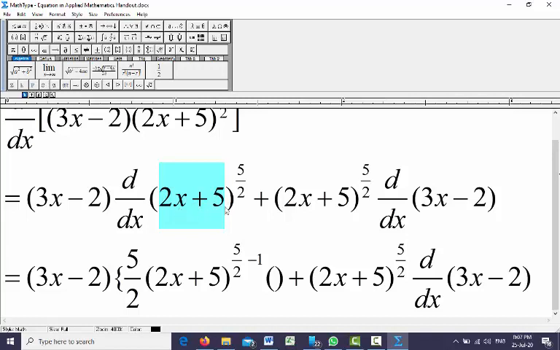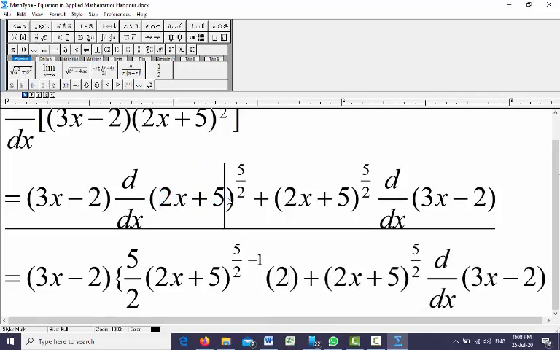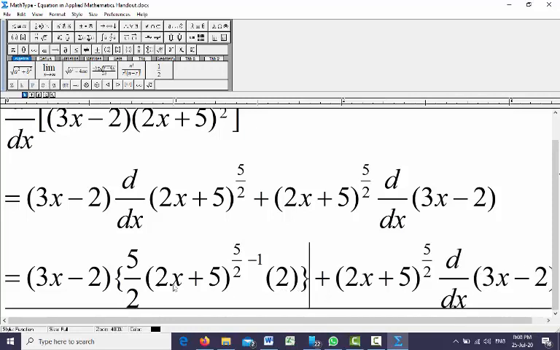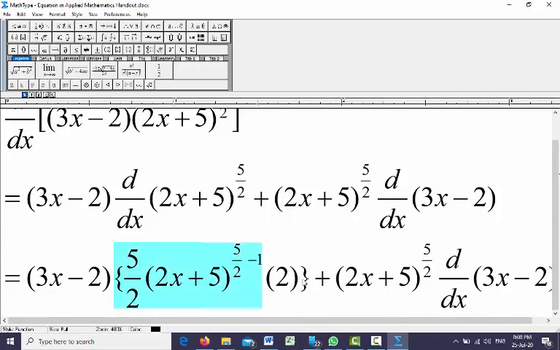Inside the bracket we have two items. First, twice x. If you do differentiation of twice x, you should get only 2. And now we will do differentiation of 5. There is no variable there, so the answer is 0. So we don't have to write 0. This is the differentiation for this one.